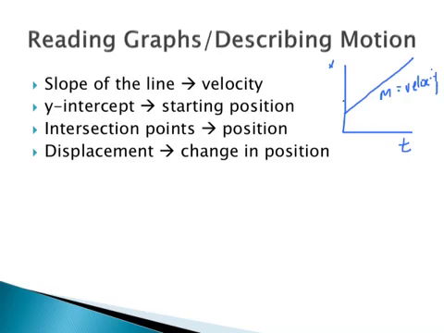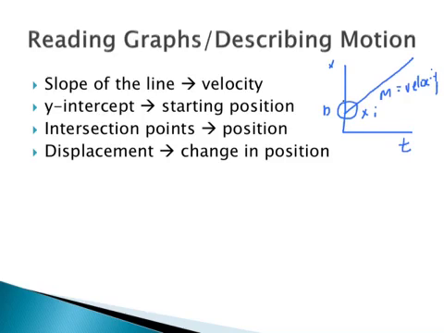Okay. Then we talked about the y-intercept. The y-intercept is where your object starts. That's your starting position or your initial position. So if I label that as B, B represents x initial. So that is where your object is starting. So it could start at the origin, away from the origin, could start behind the origin. There's many different ways you can look at it.